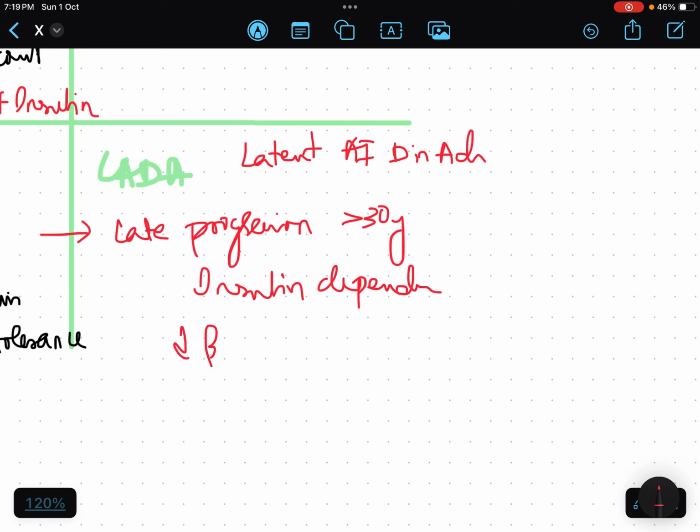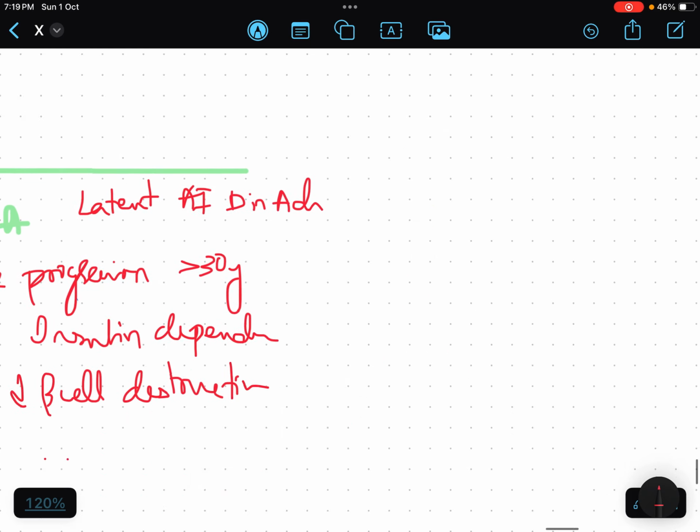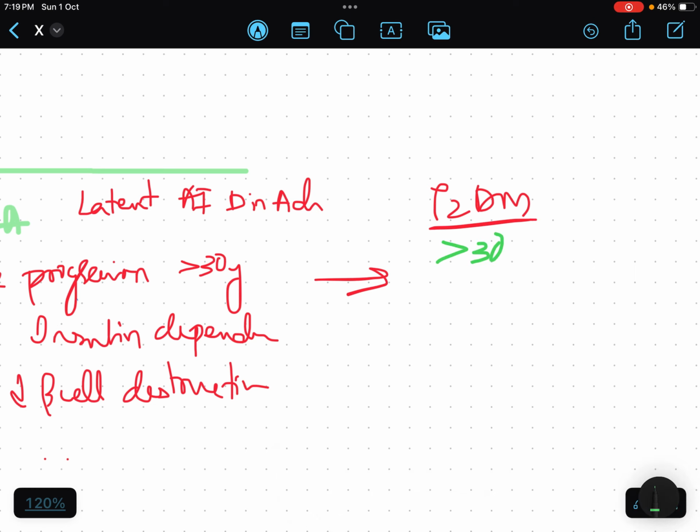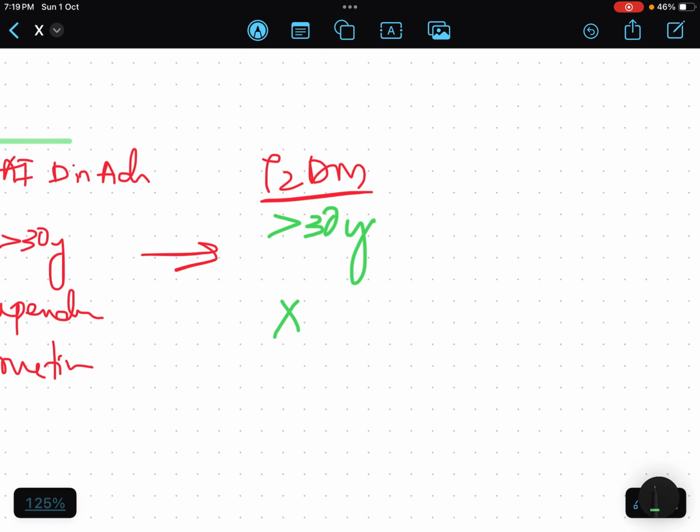Here also there is beta cell destruction, autoimmune mediated. Therefore, there is decreased C-peptide here also. How to differentiate this from type 2 diabetes mellitus, which is also seen in adults, that is, they can be present in more than 30-year-old? Here there is no autoimmune mediated destruction. There is insulin resistance and slow progression to insulin dependence.